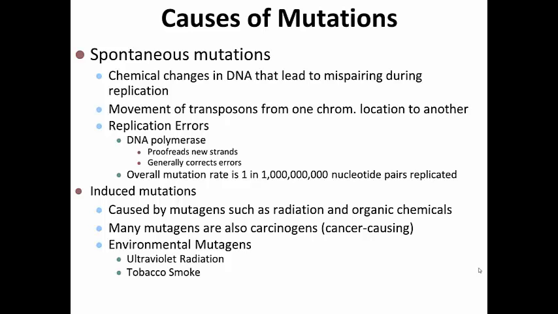So transposons, when you hear transposon, think jumping gene. Transposons were discovered by Barbara McClintock, a very famous female scientist who was kind of a contemporary of Watson and Crick, maybe a little bit younger than them. She studied corn, and she was able to document the movement of these segments of DNA from one part of the chromosome to another.